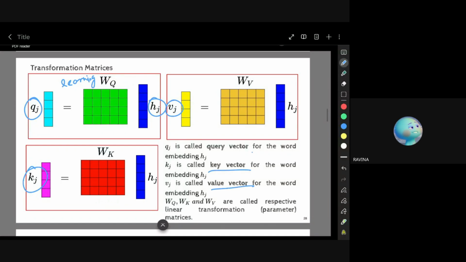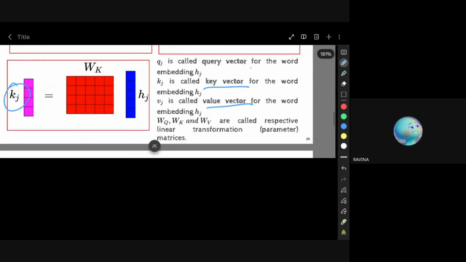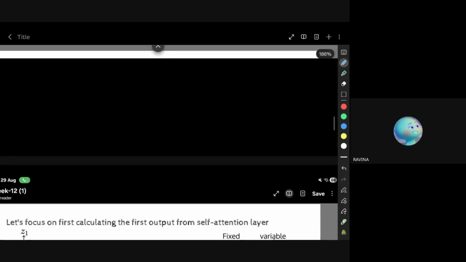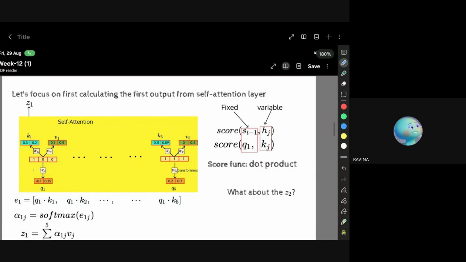Now, W_Q, W_K, W_V are called the respective linear transformation parameters. What does it help you with? Initially, in attention, what we did was compute the score between S_{t-1} and H_j, right? Same procedure. Now we'll do it with Q1 and K_j. K_j you can take any one, and Q1 is the one, right?